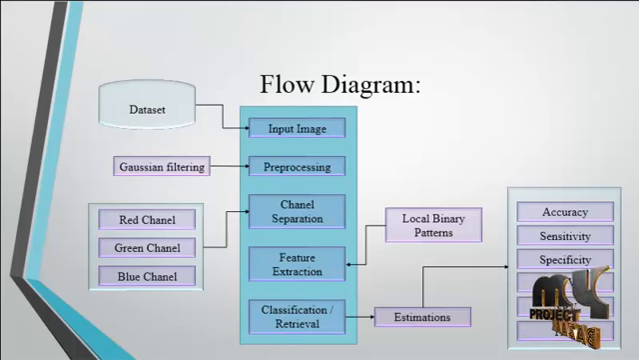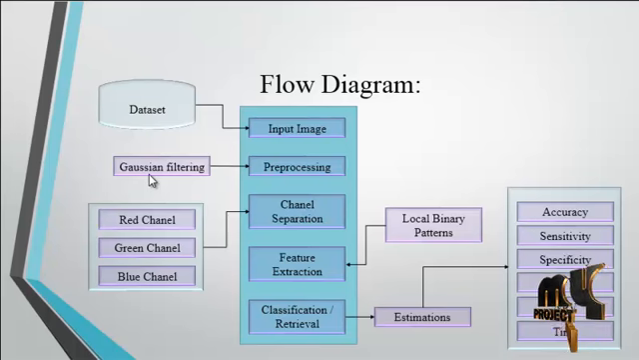Now we discuss the overall flow diagram for the process. At first, the input image is taken from the dataset. After getting the image from the dataset, the input image undergoes pre-processing. In the pre-processing, we have to consider noise filtering. The noise filtering is done by using the Gaussian filter.